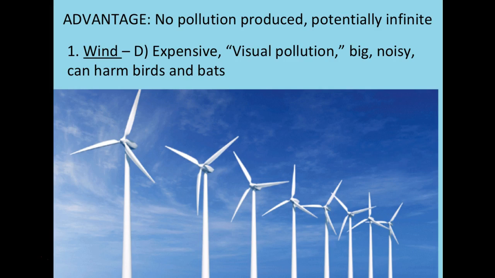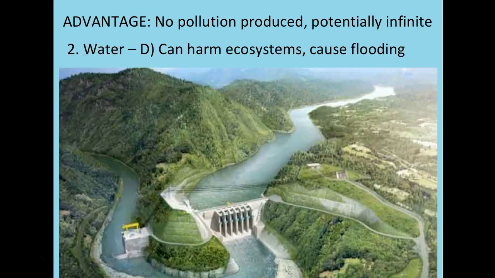So wind, first one. Advantage, it's not going to be producing pollution. It's infinite. It's also expensive, so that's a downfall. Some people refer to it as visual pollution because they're not pretty, but they're effective, and they can't be used in all places. So certain places don't get enough wind to have wind turbines, and they can also kill birds and bats, so things that fly, so that's bad for living organisms.